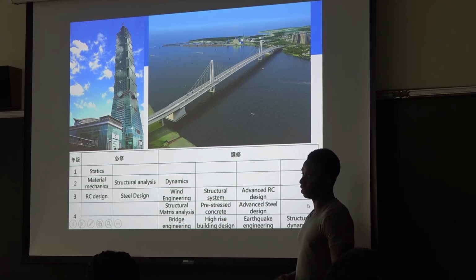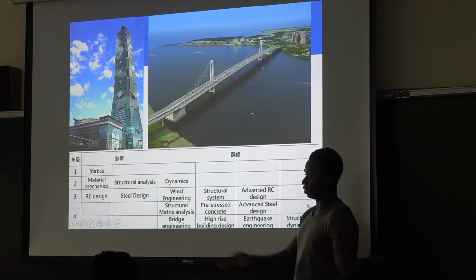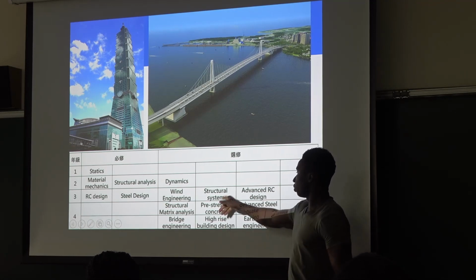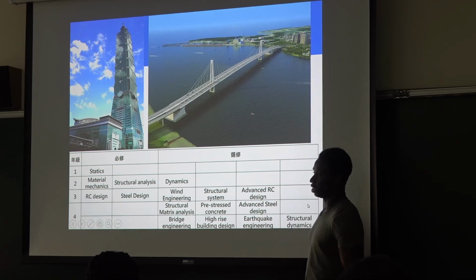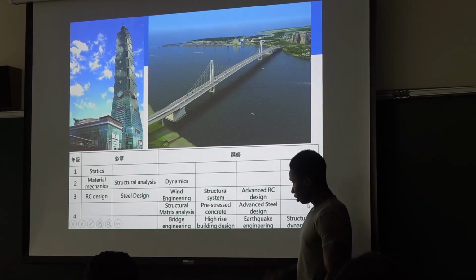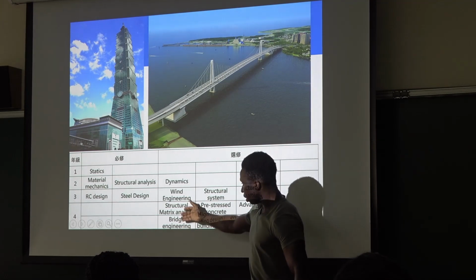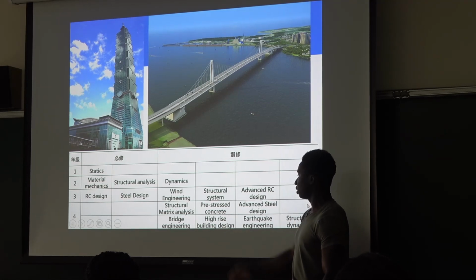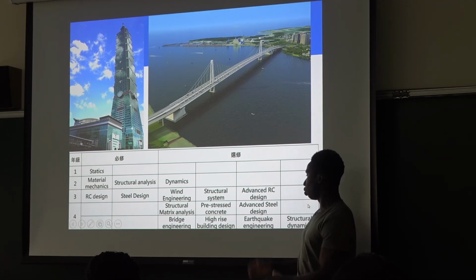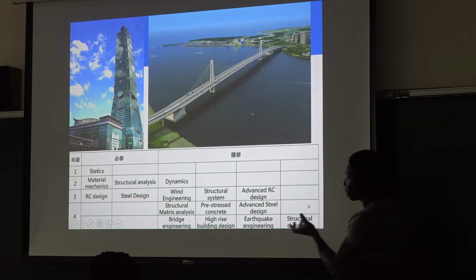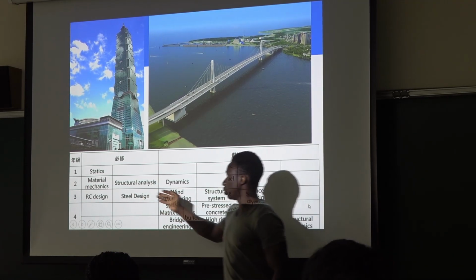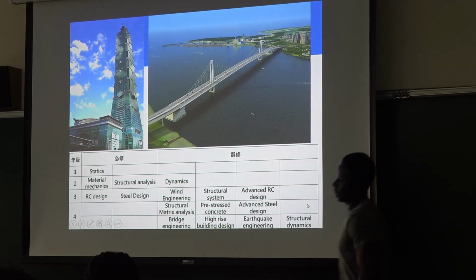For example, the RC design, reinforced concrete, steel design, wind engineering, which is also quite complicated because it involves a lot of dynamic activities. You have the wind, you have the waves, whatever. And then also structural system design, advanced RC design, also a little bit more complicated than the RC design. And then you move on to another component which is even a lot more complicated. We have the structural matrix analysis, pre-stressed concrete, advanced steel design. So all of these are very integral components for civil engineers. But to better understand all of this, you need to start from somewhere, which is the statics part.